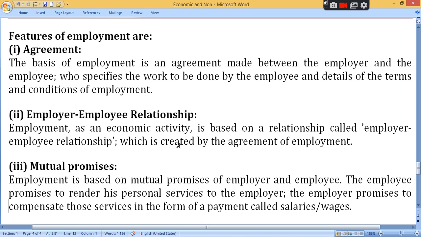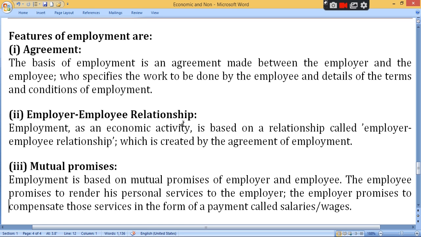In employment there will be an agreement. Between whom will the agreement be? In employment, between employer and employee. Employer means owner of the business and employee means worker. Clear? The employer specifies the work to be done by the employee in detailed terms and conditions. Clear? Then the employer and employee relationship.